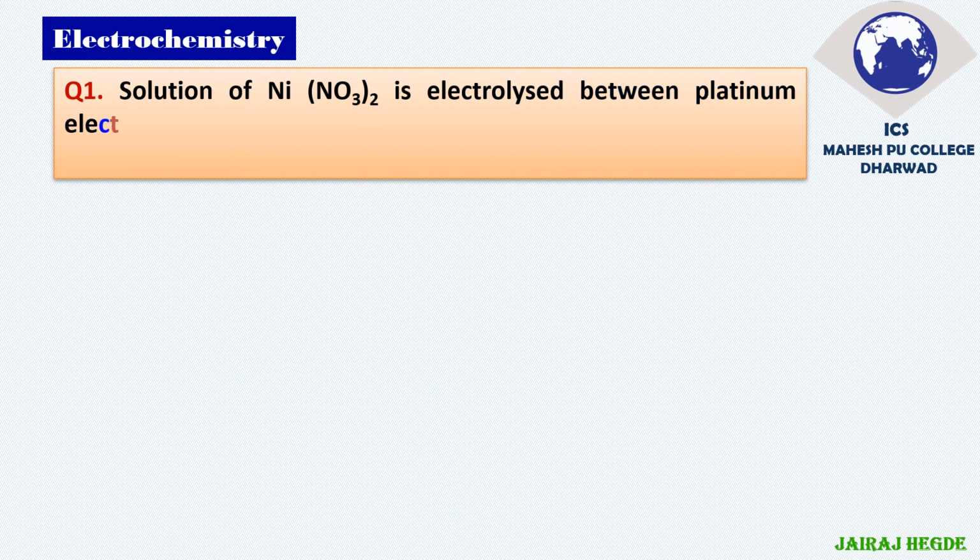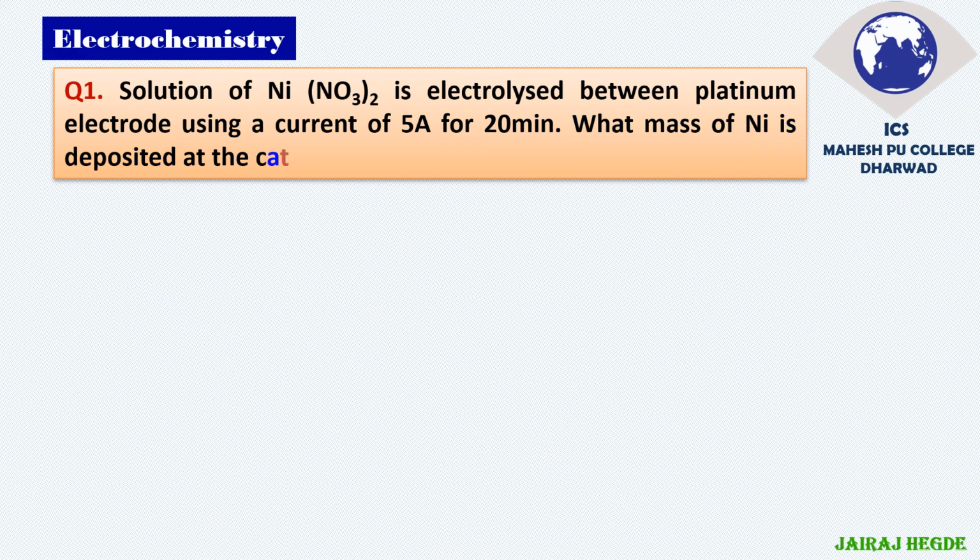Let us try to go for some problems regarding Faraday's laws. The solution of Ni(NO3)2, nickel nitrate, is electrolyzed between platinum electrodes, which are inert electrodes, using a current of 5 amps for 20 minutes. What is the mass of nickel deposited at the cathode? It can be done in two ways. Let us go for the bookish way first.